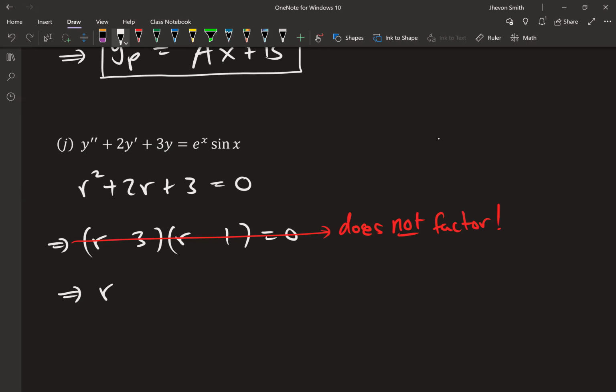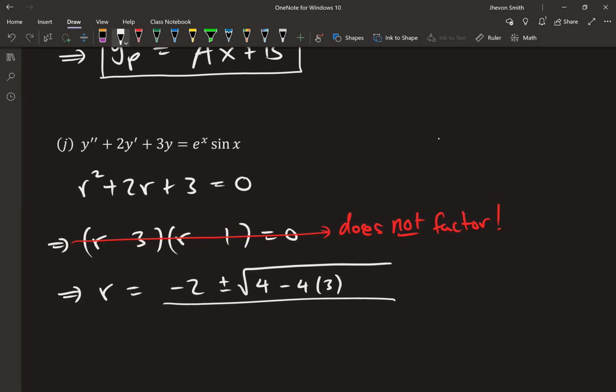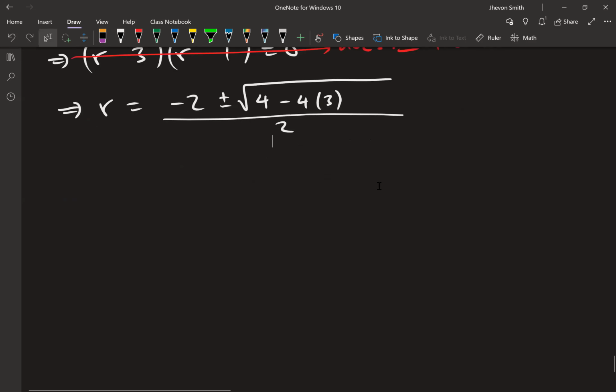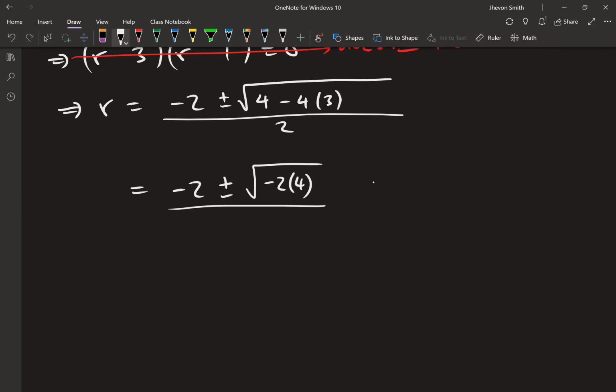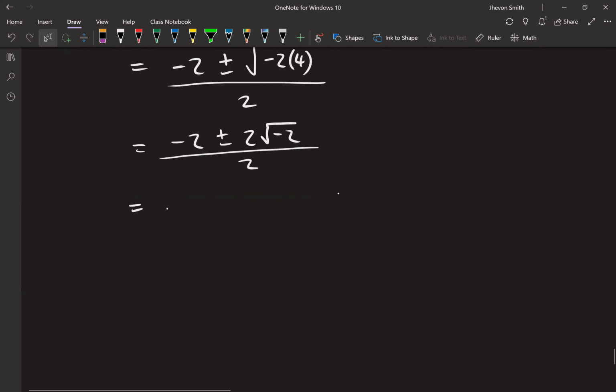Quadratic formula, exactly. So r is going to be minus b plus or minus the square root of b squared minus 4 times a times c all over 2a. And so this will be minus 2 plus or minus. This here, I have 1 times 4 minus 3 times 4. So it's 1 apple minus 3 apples. So I have minus 2 apples. So this just becomes minus 2 plus or minus 2 radical of minus 2. And so we end up with minus 1 plus or minus radical 2i.